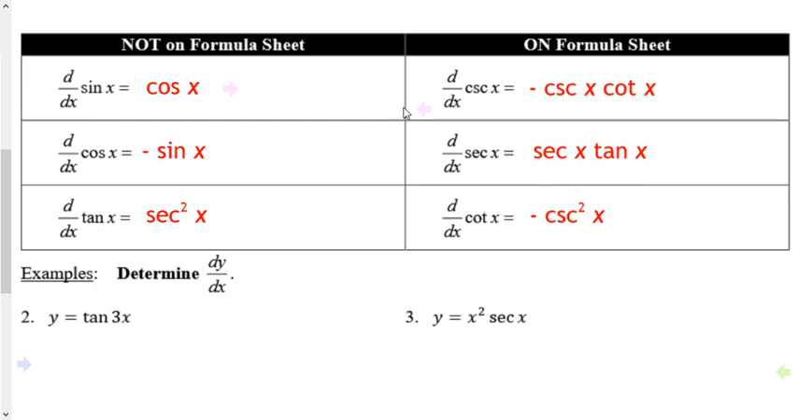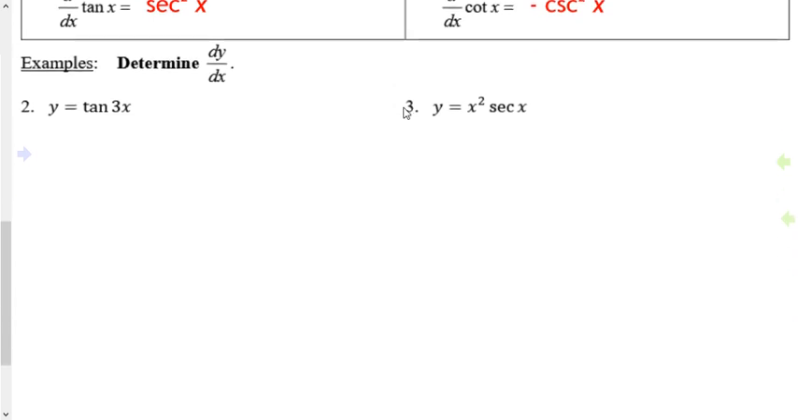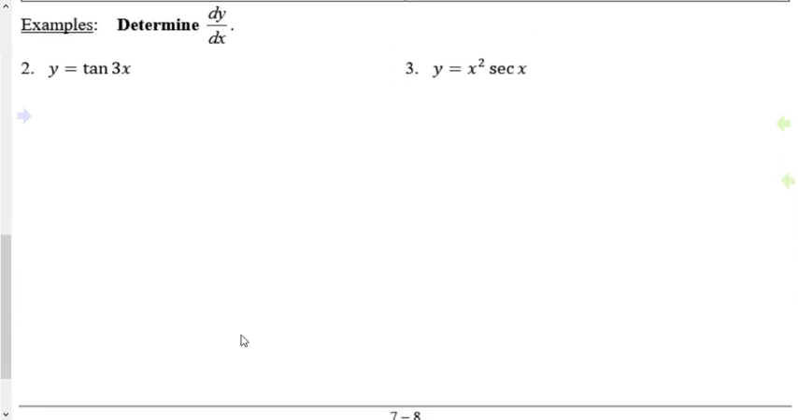Let's look at a few examples. Question number 2, derivative of tan 3x. We'll need a chain rule because inside our tangent function, we have this other function, which is 3x. And so derivative of tangent is secant squared, keep the inside unchanged, times the derivative of 3x, which is just the 3 that I wrote out in front. Fairly straightforward.